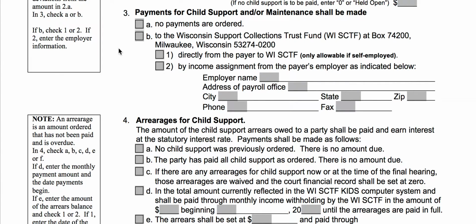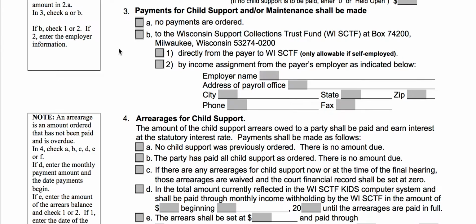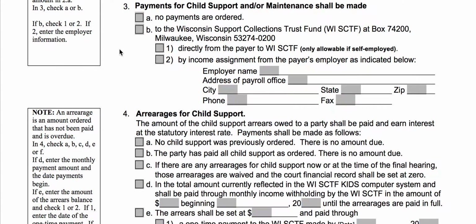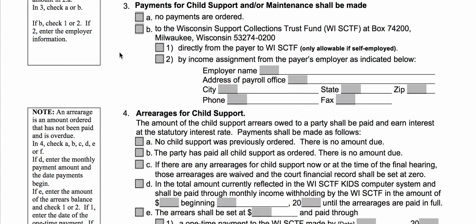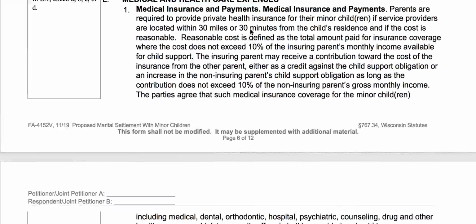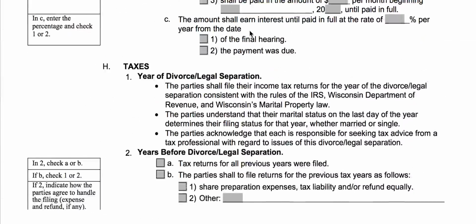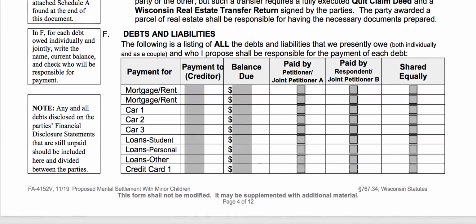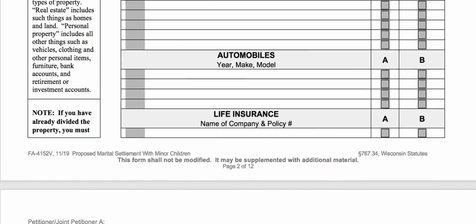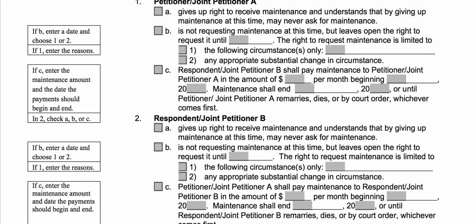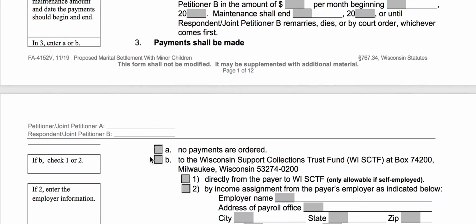So we just completed the child support section above, and you did all those calculations and you put in what that final number was going to be. Now you're going to put payments for child support and or maintenance. So you remember all the way back at the beginning, if you did maintenance, oh my goodness, we have to scroll all this way up here. You had this section where you talked about maintenance payments.